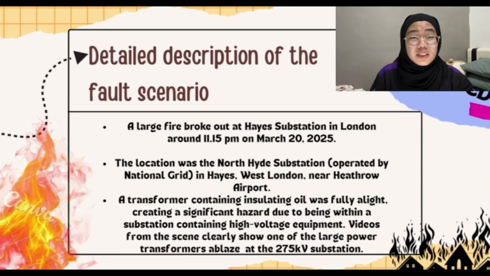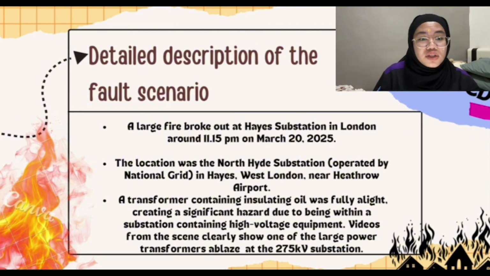I will explain the description of the fault scenario. It began when a large fire broke out at the Hayes Substation in London. It was reported by 11:15 p.m. on 20 March 2025. The location was the North Hayes Substation, operated by National Grid in Hayes, West London, near Heathrow Airport.